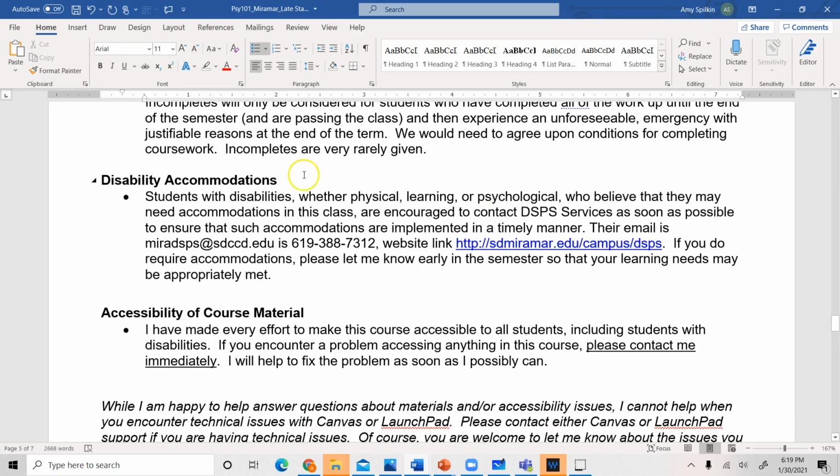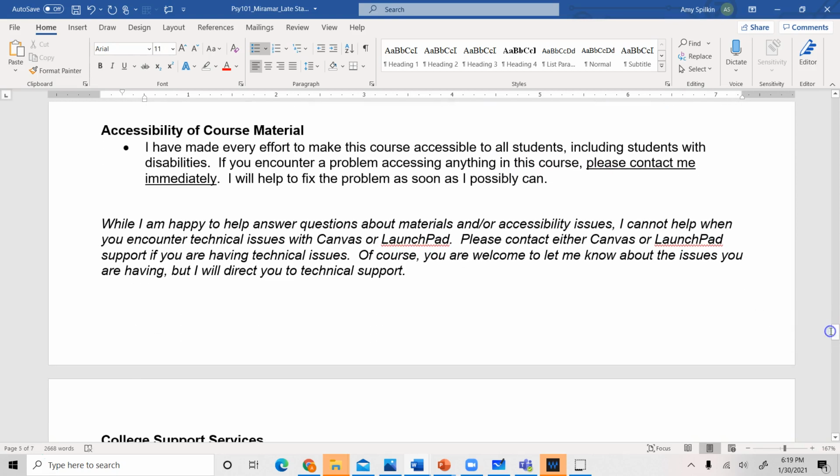If you have any kind of disabilities or need accommodations, please be sure you have them officially through the school, and then let me know what you need, and I'm happy to accommodate you. And I'm happy to help you if you aren't able to access any material for the class. Contact me if you're having trouble, and I will help fix the problem. I'm also happy to help answer questions about the material in the class or about accessibility.